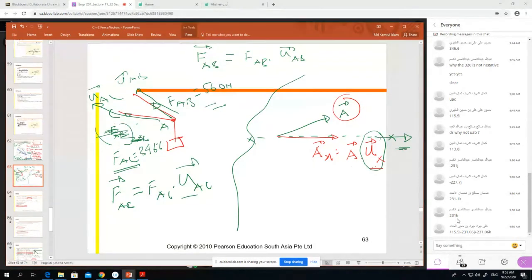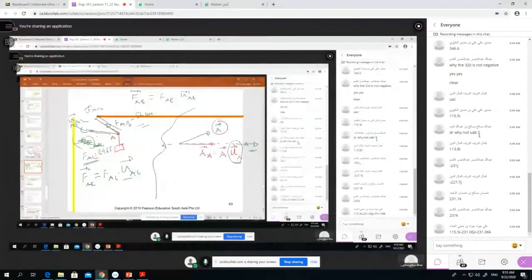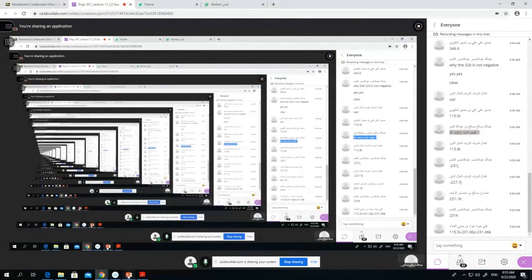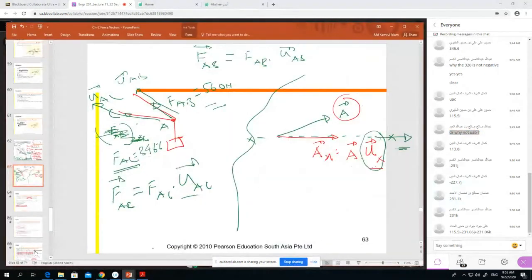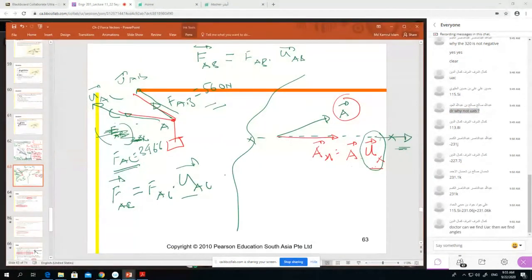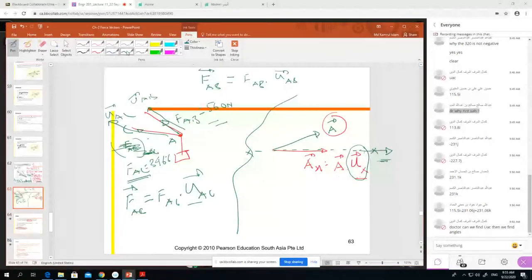Here Abdullah wrote somewhere, why not UAB? This is the reason it is not UAB. Doctor, can we find UAC and then find angle? Yes, you can. Why do you need angle? You can find angle, but angle is not asked here. So you multiply by AC, not AB.